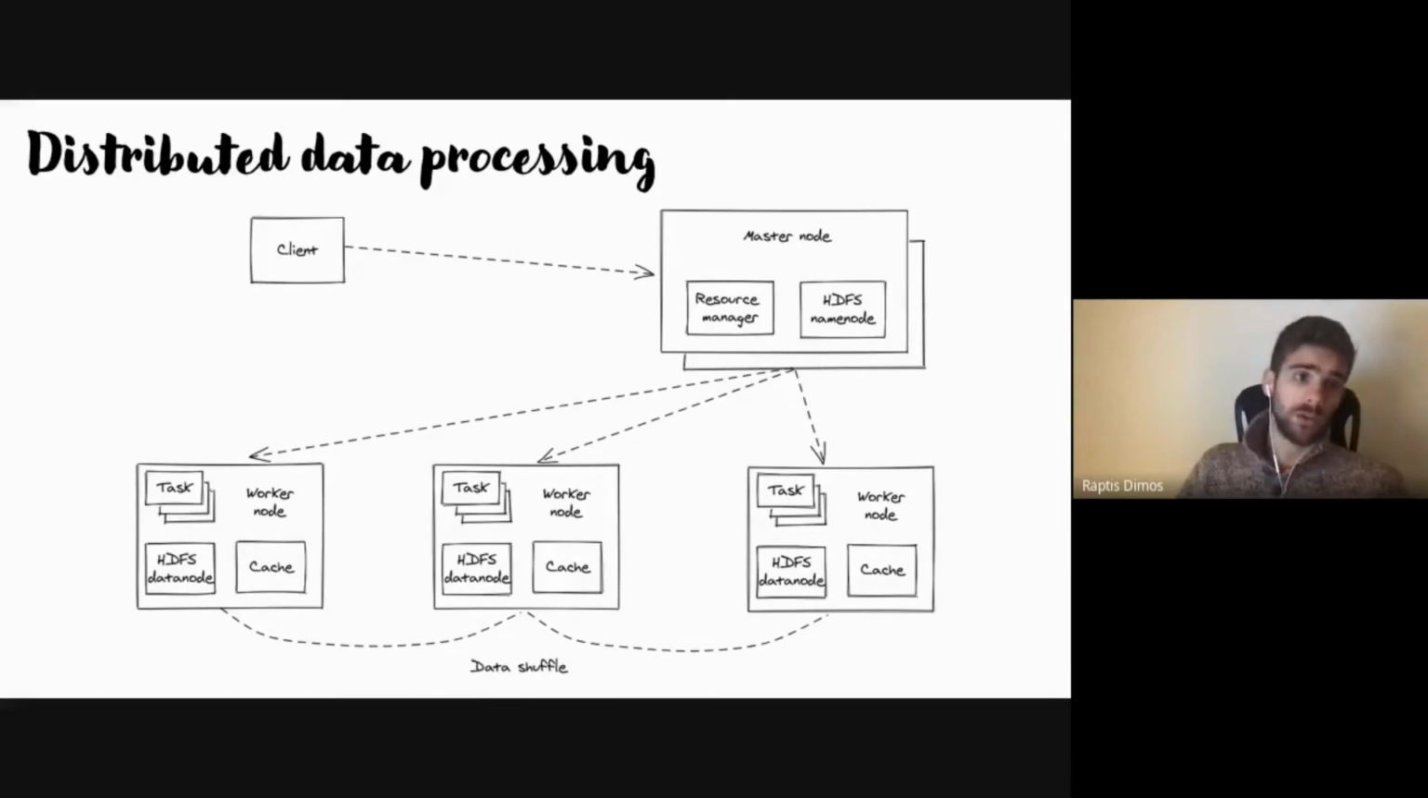And gives that information to clients so that they can do read and write requests accordingly. And we have the resource manager that receives processing tasks from the clients and then distributes them to the worker nodes. The worker nodes process these requests, and they also embed a data node component from HDFS that is responsible for actually storing the data for the files.